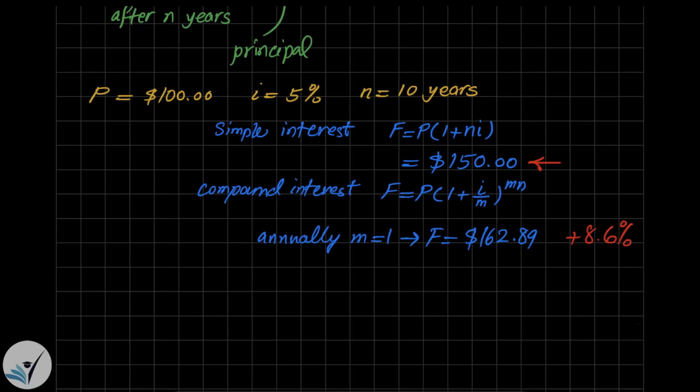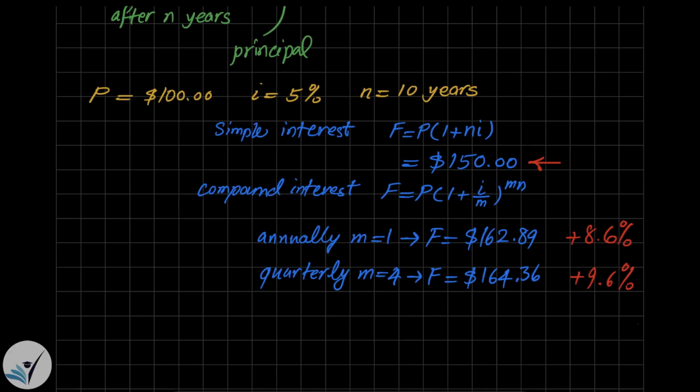If the interest is compounded quarterly, m is equal to 4 because the interest is compounded 4 times per year. And as a result, the total balance would be $164.36. This is the total balance in the account after 10 years. And this value is 9.6% higher than the total balance in the account which pays simple interest.